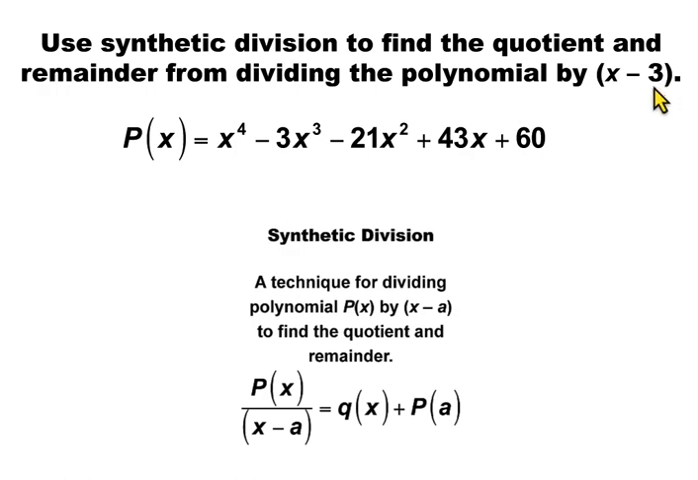When dividing by a linear binomial using synthetic division, make sure the factor is written in the form x minus a. As you can see, x minus 3 is already in this form, so we will be using 3 in the synthetic division calculations.